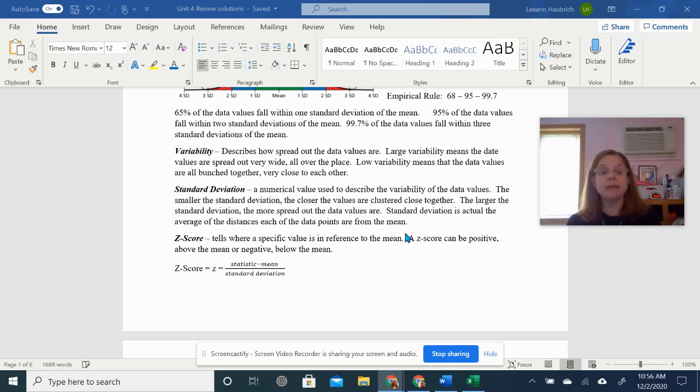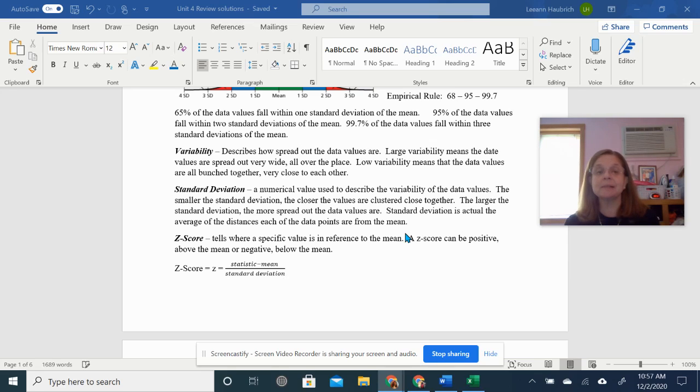So from standard deviation, we can get a z-score. A z-score is applied to each and every data value. So you can look at every single data value and determine how far away from the mean it is. That z-score is going to give you a value that's going to say plus or minus some value.